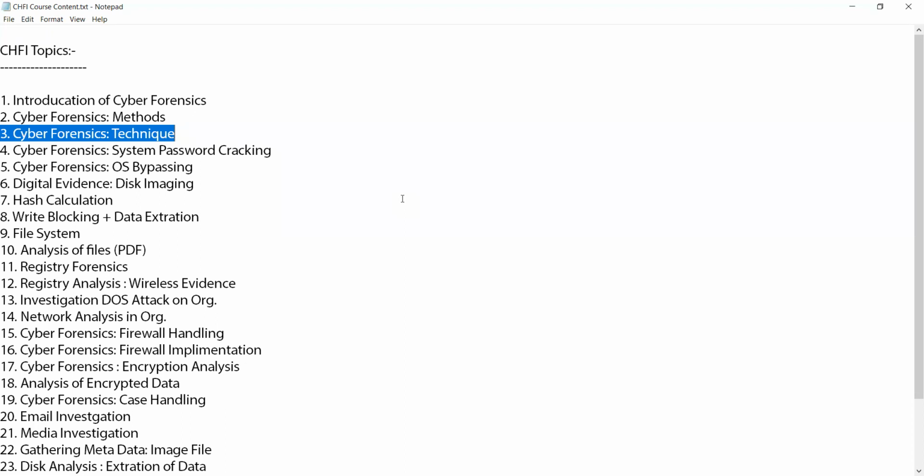So how we can acquire the image file on the basis of different distributions, like Windows as well as the Linux distribution. We will discuss all these details and procedures as a practical part in module 6.1, that is digital evidence and disk imaging.